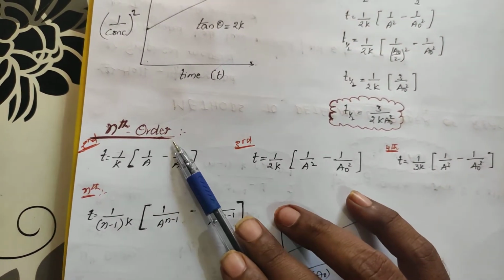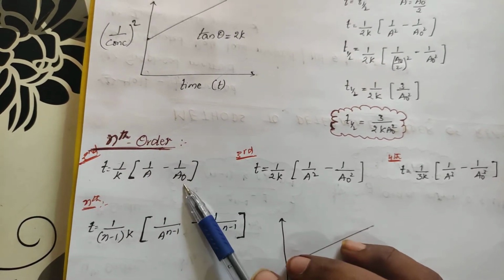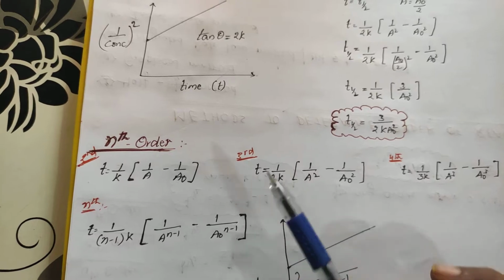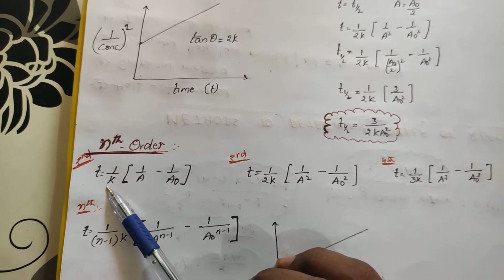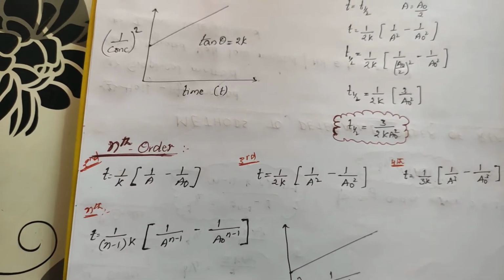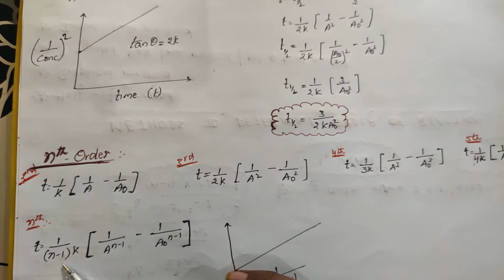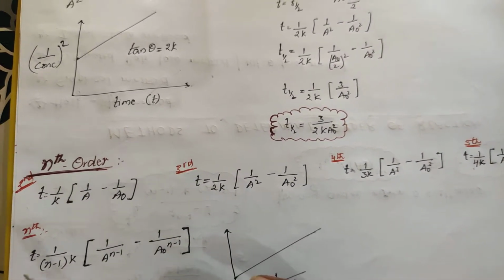Suppose I go for the nth order. For second order it is 1 by K, 1 by A minus 1 by A naught. Third order, 1 by 2K. See, second order means 1K, third order means 2K, fourth order means 3K, fifth order means 4K, sixth order means 5K. Nth order means N minus 1 K. This one is clear, right?